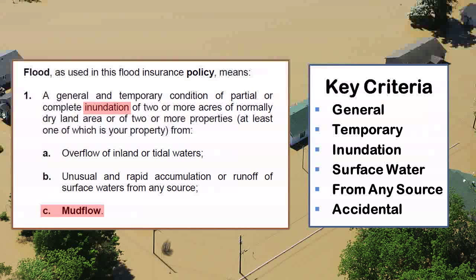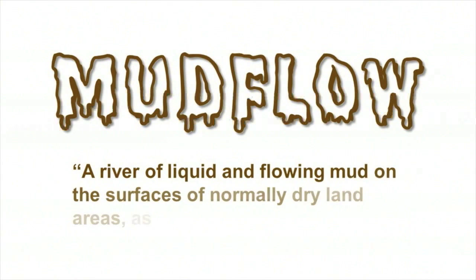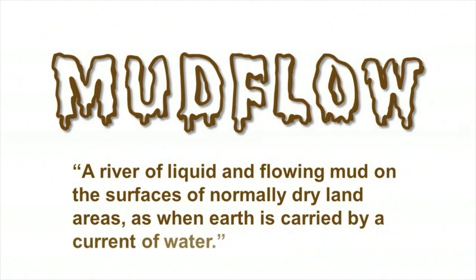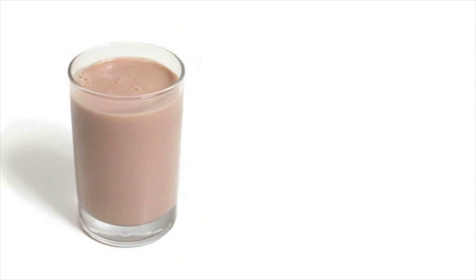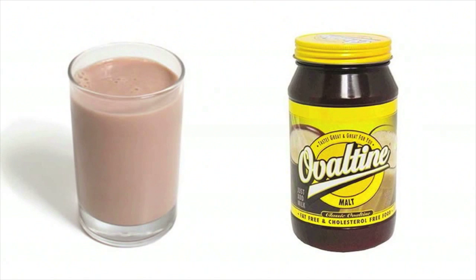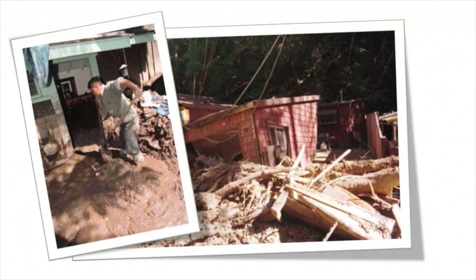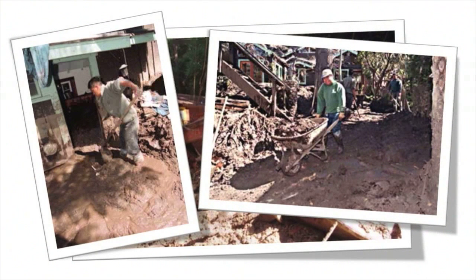Now, the third type of inundation the NFIP policy covers is mud flow. Later in the definition section of the policy, the NFIP defines mud flow as a river of liquid and flowing mud on the surfaces of normally dry land areas, as when earth is carried by a current of water. So a mud flow is more water than dirt, kind of like chocolate milk, or a bit grainy like Ovaltine. And what a mess to clean up. All the damage that water can cause, plus the extreme filth of mud.